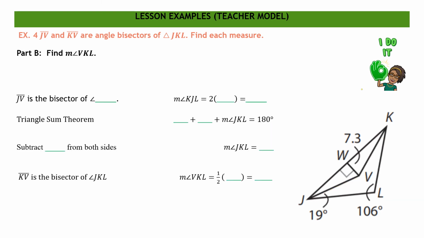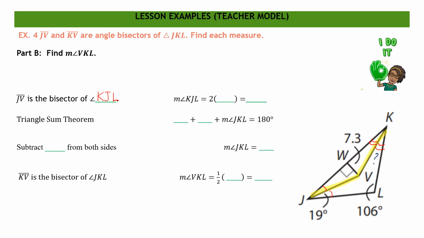Let's look at part B. Part B, same exact question. We know that JV is an angle bisector and KV is an angle bisector. We've already concluded that it bisects this angle into two equal parts and this angle into two equal parts. We are trying to find the missing angle of VKL, this angle right here. So let's start off with what we know. JV bisects angle KJL, this full angle here.